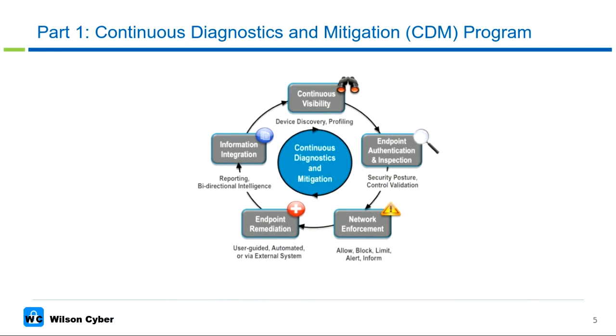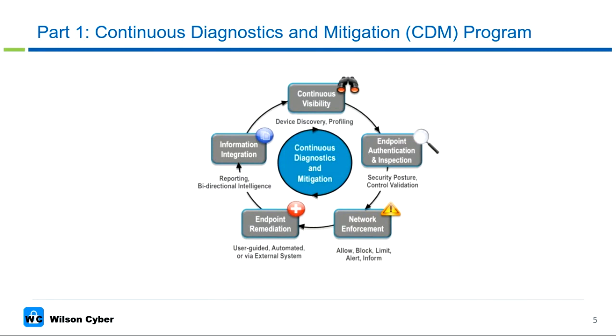So continuous diagnostics and mitigation is exactly what it's titled. We need a continuous analysis and continuous mitigation of our cybersecurity threats through primarily continuous visibility, where we discover devices, we profile devices, and once we have visibility into our different devices, then we're protecting those. For example, endpoint authentication and inspection protects our endpoints. Network enforcement protects our networks. Endpoint remediation is how we remediate vulnerabilities that we identify through our inspection.